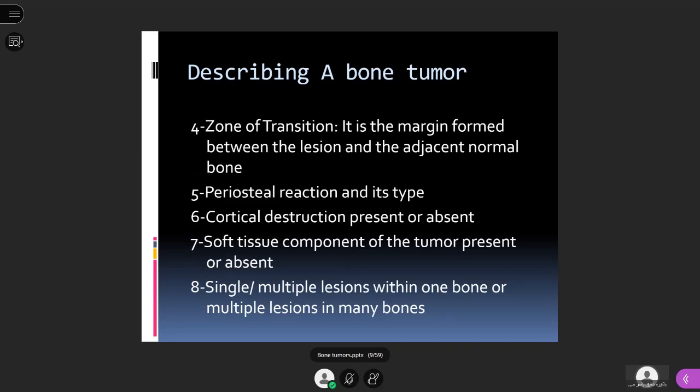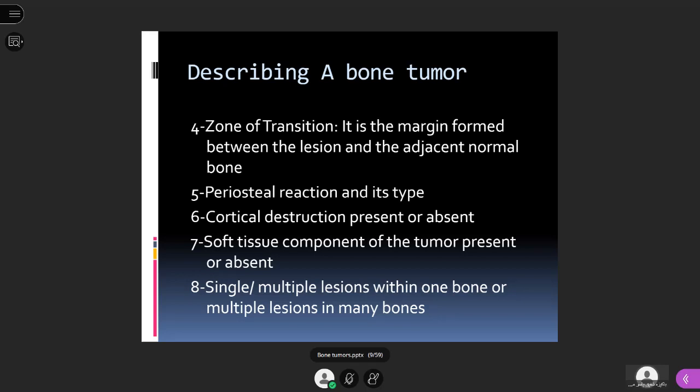Now then comes the zone of transition. Zone of transition means the margin of the tumor with the normal bone. If the margin of the tumor is well defined, then we say there is a narrow zone of transition between the abnormal and normal bone. So if the margin is narrow, or you can say well defined, there are more chances that the lesion is benign. And if the margin is wide, or you can say ill-defined, then there are more chances that either the lesion is a malignant tumor or you're dealing with acute infection, osteomyelitis.